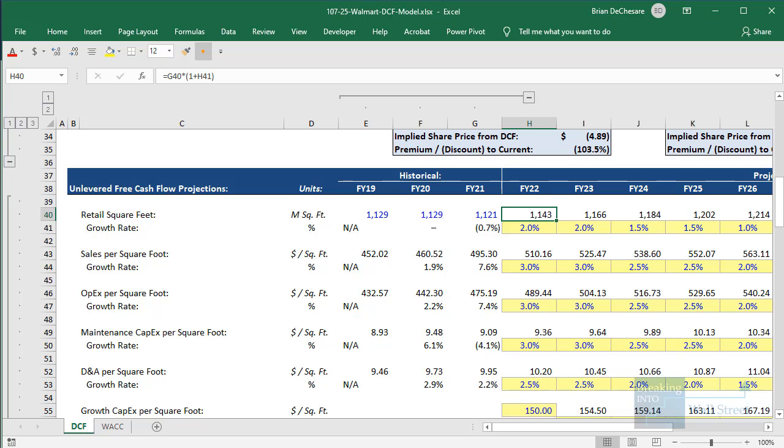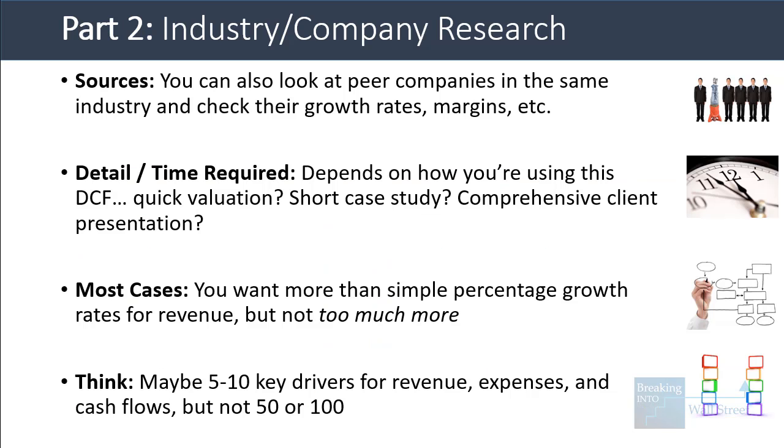Of course, you could always make it more complicated. You could divide it into different segments and do something like that, but as a baseline, something like this is fine. Let's now go into part 3 and talk about unlevered free cash flow.